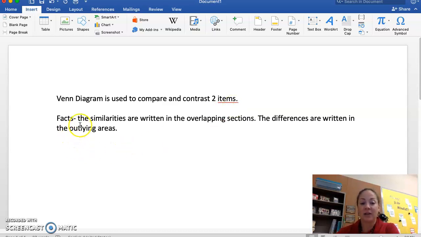Your facts, it explains that the similarities are written in the overlapping sections and the differences are written in those outlying areas. Don't worry about any examples because we're going to be using this a lot in this coming unit.